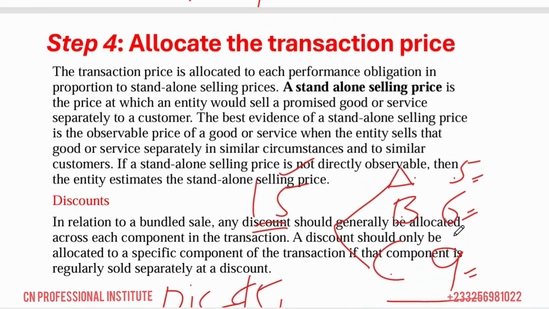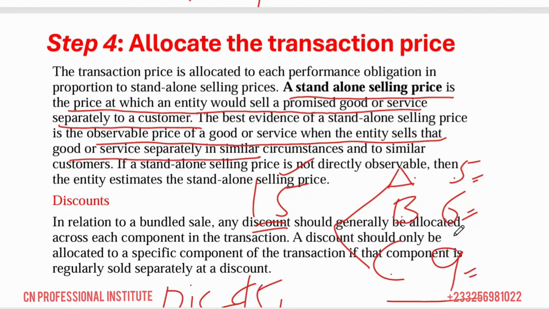So when you come here, it says the stand-alone selling price is the price at which an entity sells a promised good or service separately to a customer. Are you following? That is what we call the stand-alone selling price. And it says the best evidence of a stand-alone selling price is the observable price of a good or service when the entity sells that good or service separately in a similar circumstance. So they're saying the standalone selling price is the observable price, the price at which you normally sell to a customer.